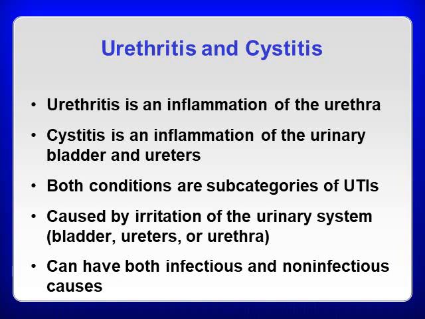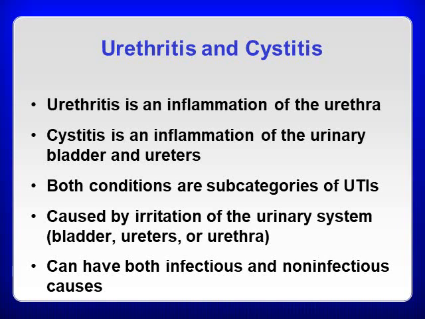Urethritis and cystitis. These are things that can happen as a result of infection or by other types of irritation. Urethritis is inflammation of the urethra. Cystitis is an inflammation of the urinary bladder and ureters. Both of these conditions are subcategories of urinary tract infections.